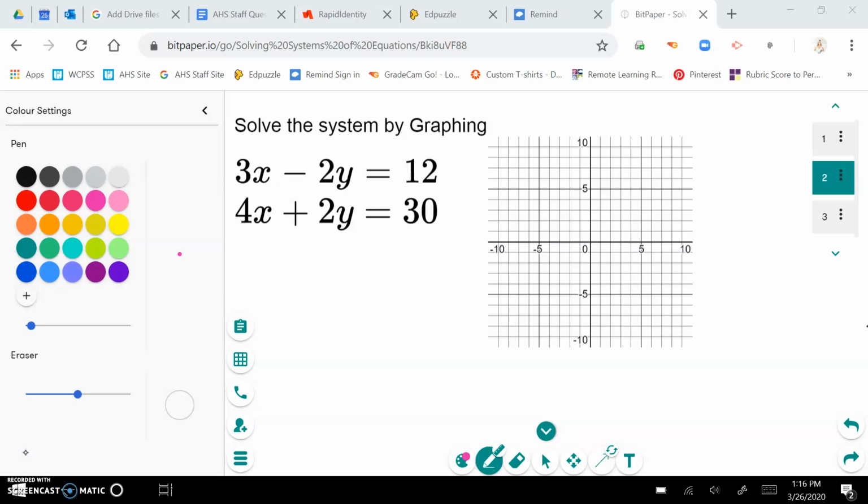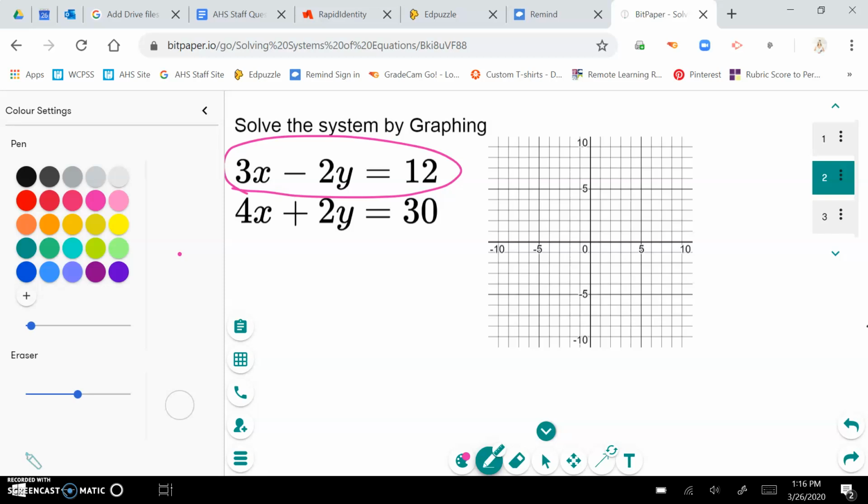Okay, so in this video, we're going to do another system by graphing, but this time we notice that our example, this line is not in slope-intercept form. Neither is the other one. They're in what we call standard form, which is ax plus by equals c. So when we graph from standard form, we have two options. We can either graph by finding the x and y intercepts, or we can graph by solving for y first.